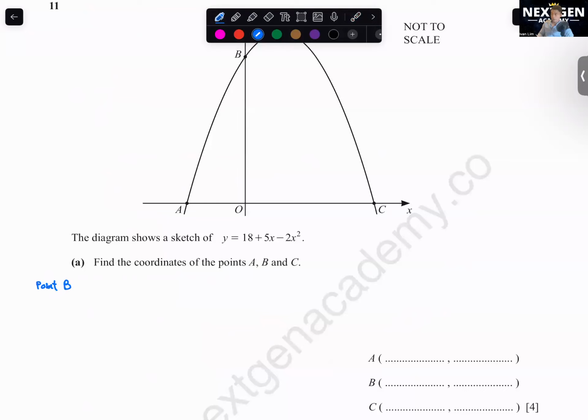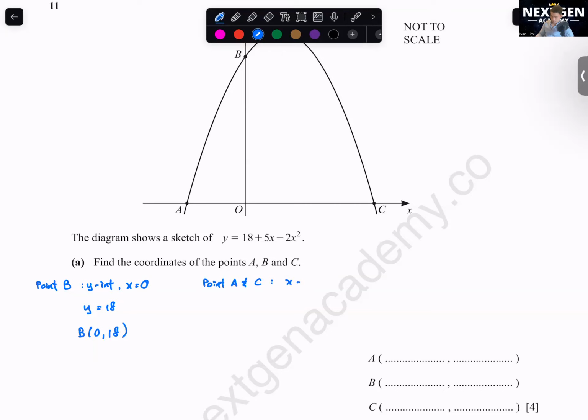Point B is the y-intercept, which means x equals 0. So we substitute, and y equals 18. Do we need to sub in 0, 0? Don't need. Just write y equals 18. Therefore, B is (0, 18).